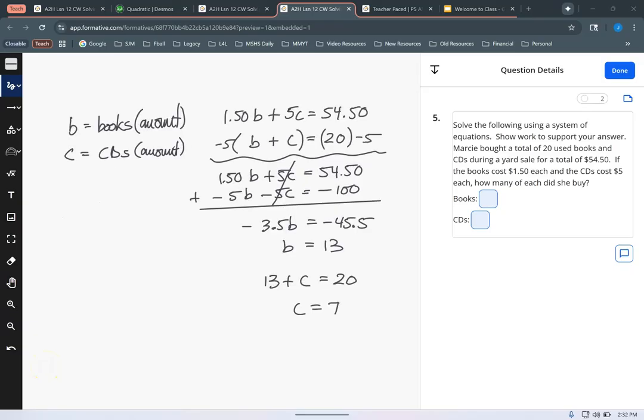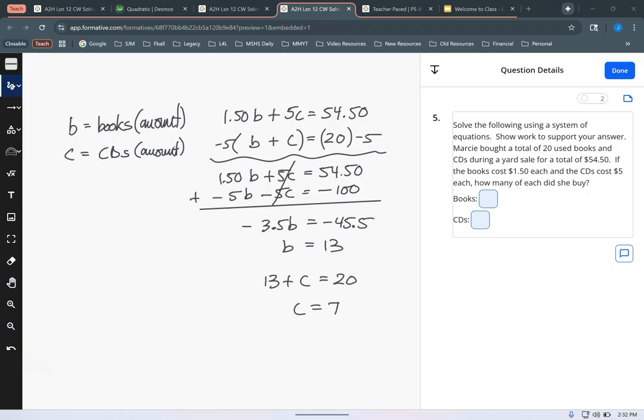Did you get here? Yeah. So again, you could have done this in a couple of different ways, right? I'm not specifically telling you to do this one way or the other, but I chose to use elimination because that's what we're practicing in this lesson. It might have been your choice to do substitution. You could do that as well.